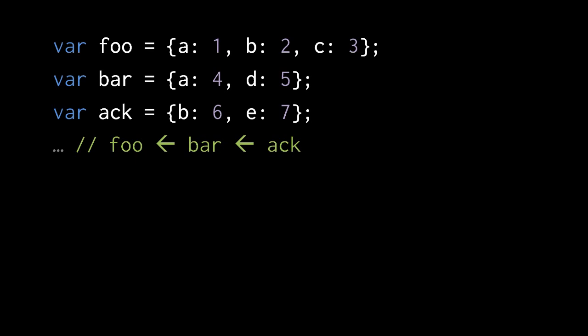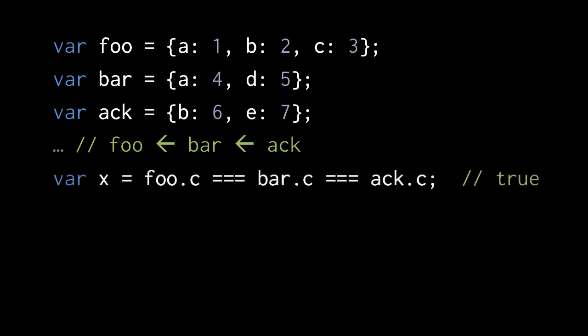So let's see how this link behavior plays out in code. For now, we'll elide over how to create these links. Just assume that object ack here links to the object bar, and the object bar links to the object foo. Well then, the expression foo.c === bar.c === ack.c will return true because they actually all refer to the same property, the property C of the object foo. Bar and ack have no property C of their own, so accessing a property C on those objects follows the chain up to the foo object where a property of that name is found.